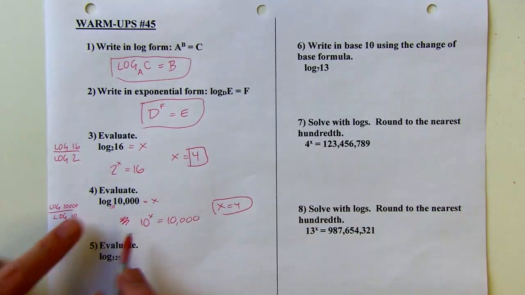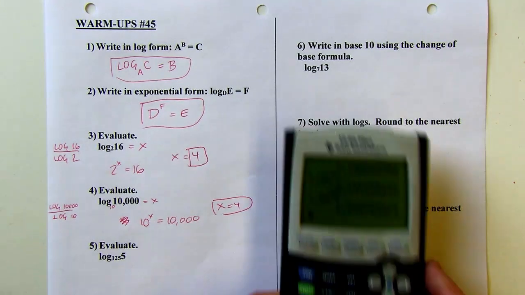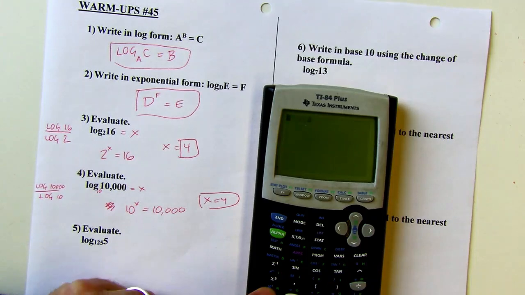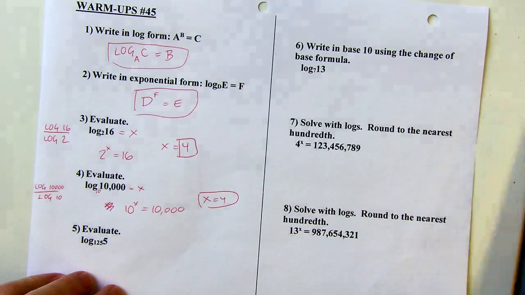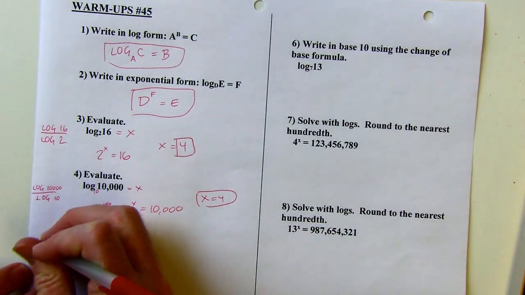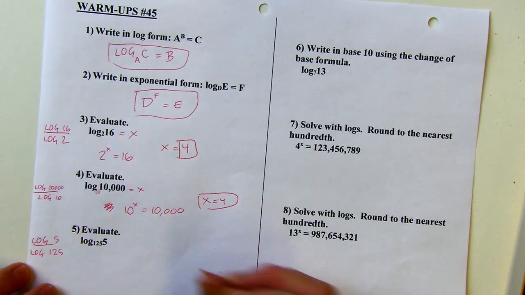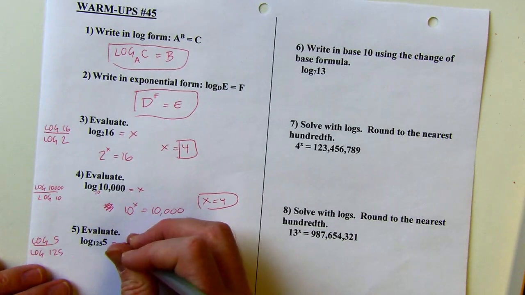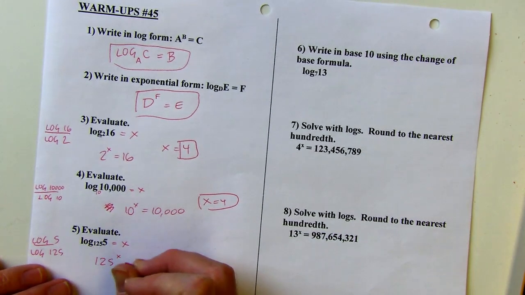Okay? And if you just type in log 10,000 in your calculator, here, I'll hit log 10,000. Gives me 4, right? Okay, this one, again, I could do log of 5 over log of 125 to change it into base 10. But let's see if we can figure this out without a calculator. So 125 to the x is going to equal 5.